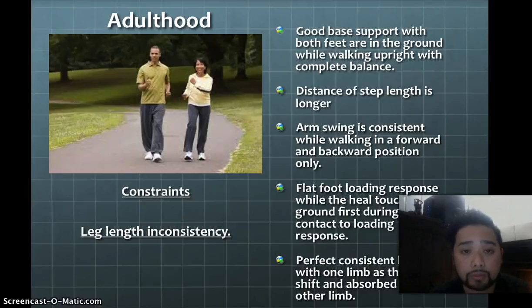Next would be the adulthood. As an adult, we all have a very good base support with both feet on the ground while walking upright in a complete balance. Distance of the step length is longer. Arm swing is consistent while walking in the forward and backward position only. Flat foot loading response while the heel touches the ground first during the initial contact to loading response. Perfect consistent balance with one limb as the force shifts and absorbs from the other limb. Constraints would be the leg length and consistency.